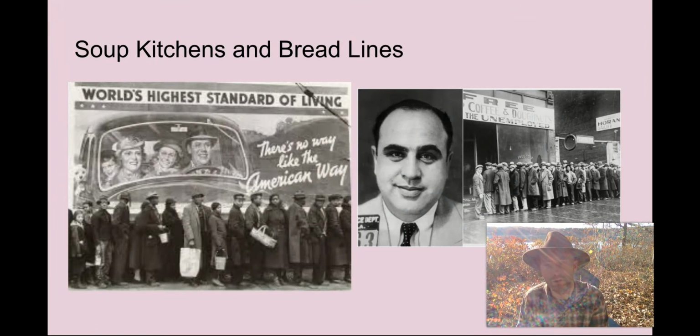We have soup kitchens and bread lines that are formed so that people simply have enough food to eat. Organizations like the YMCA, they turn their attention to feeding people. And a lot of these organizations and churches step in because the government itself is not willing to put money into these programs themselves. And we have criminals that do it. Al Capone here, he starts soup kitchens, which helps boost his perception in Chicago especially.